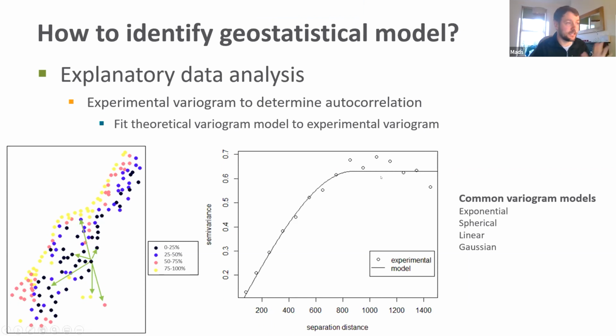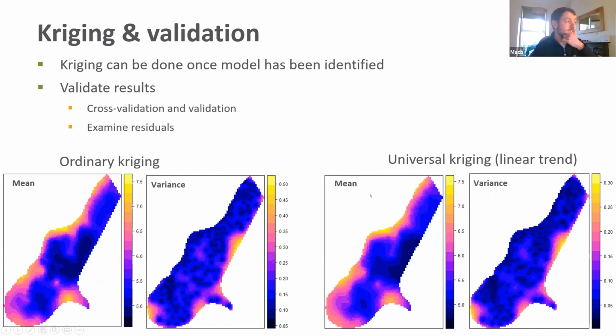In this case, this is a nice example. We can see that the experimental variogram really displays this autocorrelation structure very nicely. You then have to fit a theoretical variogram model, and there's a number of different models that you can use to try and capture this behavior from your data, because that's the model you need to use in your kriging estimation. Once you've identified a model, you can then do the kriging, and it's good practice to try and validate your result using different techniques.